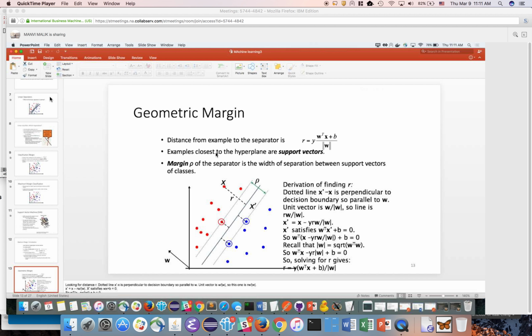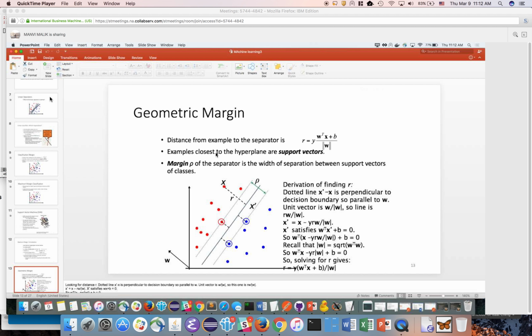Since this x dash lies on my hyperplane, it's going to satisfy this hyperplane equation too. And we know that mod of W can be written as the square root of this also. So we just substitute these values over here to calculate the distance. That's how we calculate the distance between any data point and the hyperplane.